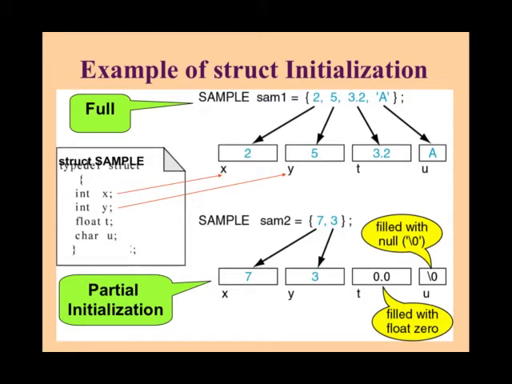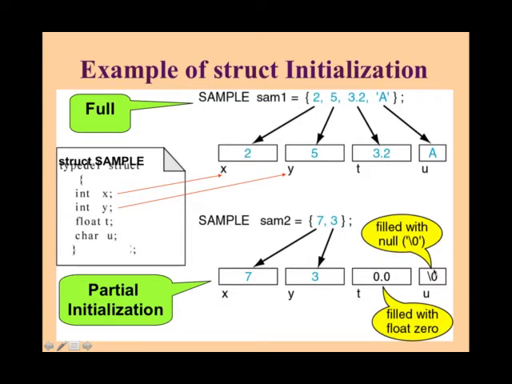But I could do partial initialization. If I do sample sam2 with 7 and 3, it'll initialize x to 7, y to 3, and put 0.0 for the float t, and for char, it'll put the null terminator value. Okay, that's the full and partial initialization of a struct.